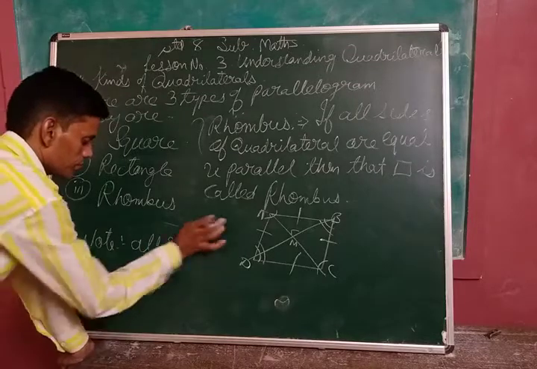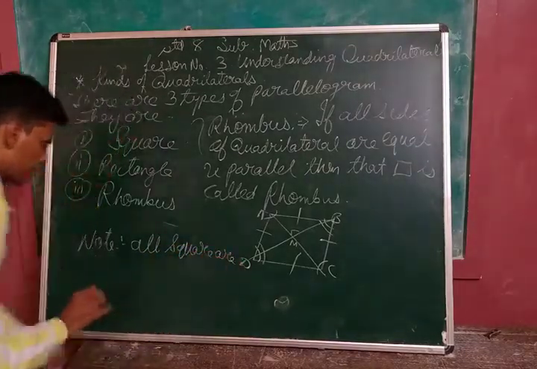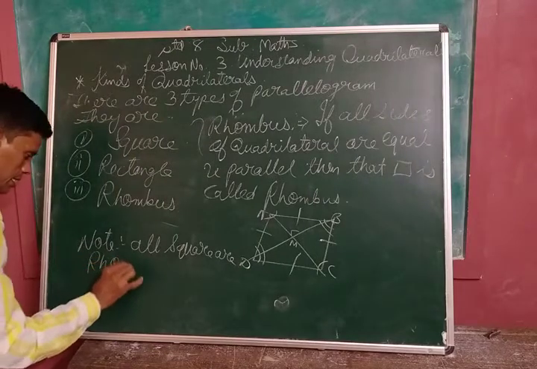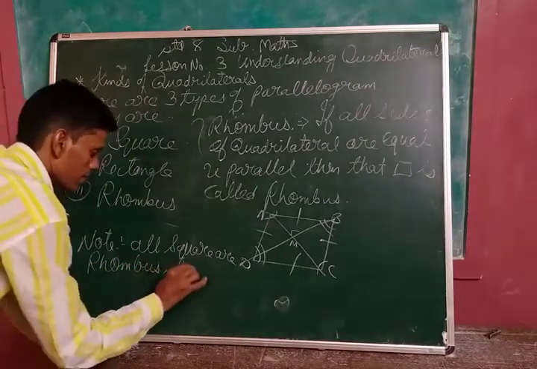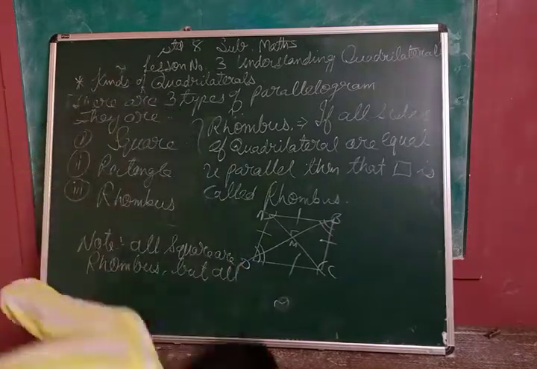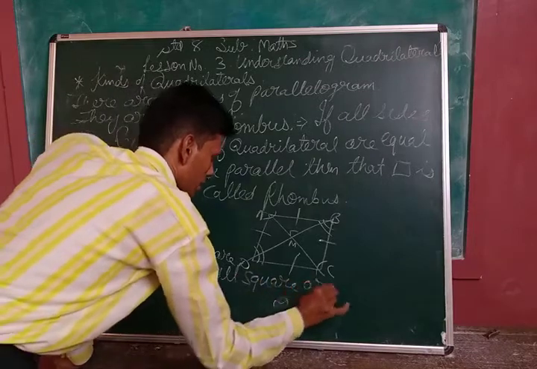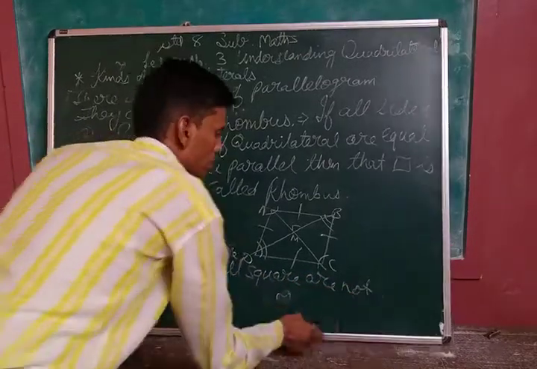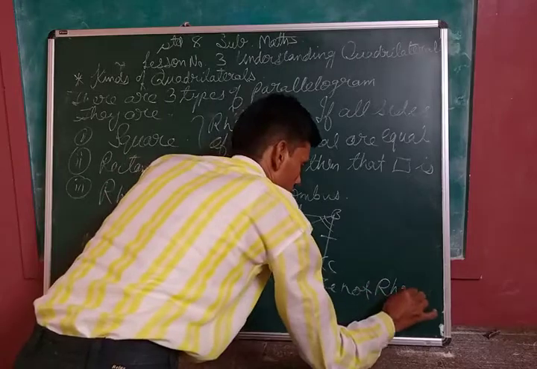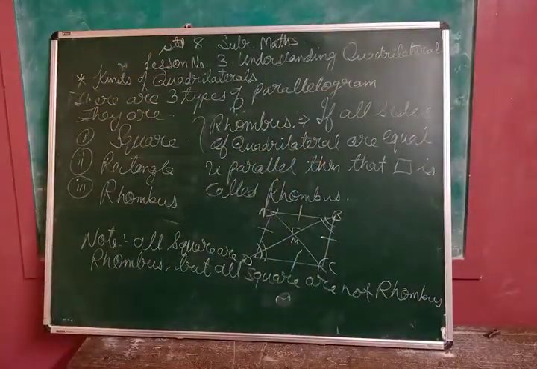Now note. All square are rhombus, but all rhombus are not square. Okay, students, if you follow this property, then we can easily do all sums easily.